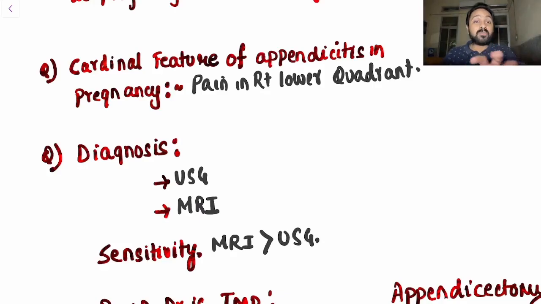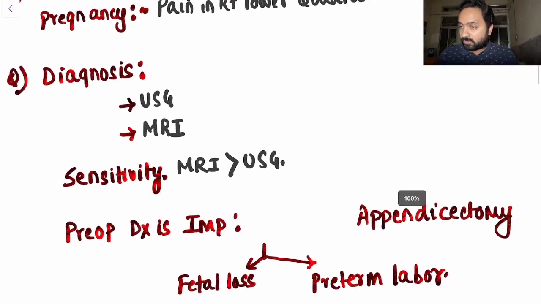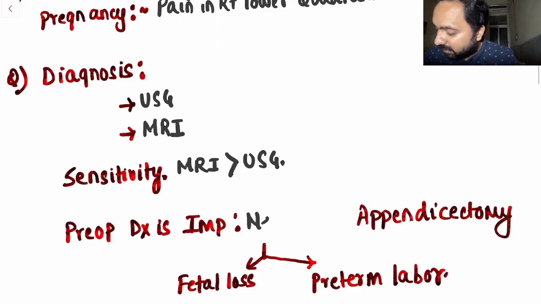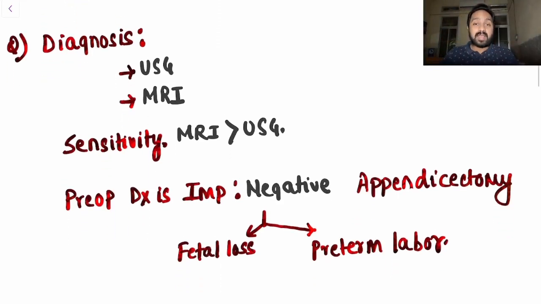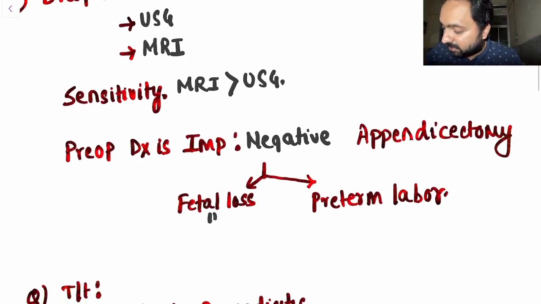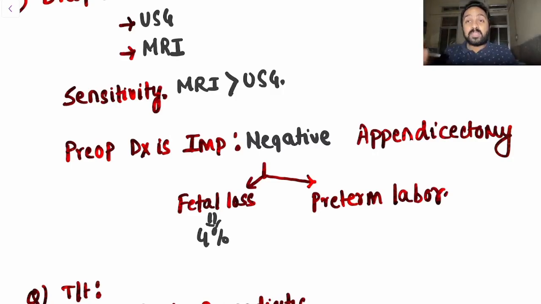Now, why is this pre-op diagnosis important? Because if you have a negative appendectomy, what is going to happen? The fetal loss rates are approximately 4% and preterm labor rates are approximately 10%. So it is very important that you make a diagnosis of appendicitis.